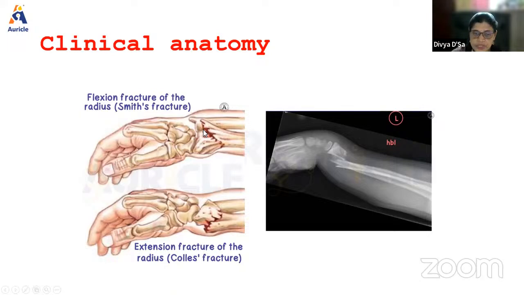In Smith's fracture, there is a fracture of the lower end, but the distal fragment is displaced anterior and forward. That is known as the reverse Colles. Colles is this one. If you see here, it gives the appearance of a dinner fork, a little bend like this. So Colles fracture is also called dinner fork deformity.